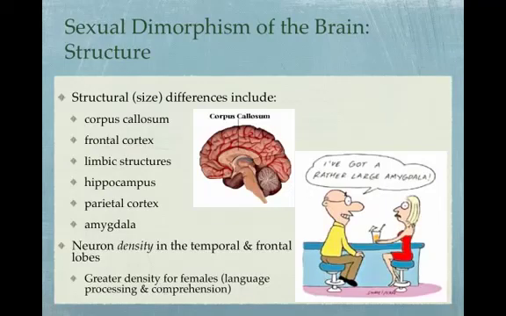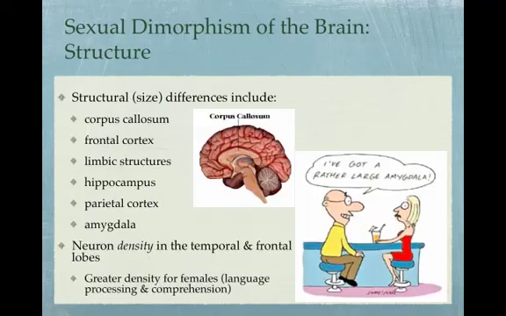Well, there have been lots of differences in structure or size that have been determined between males and females, and also some differences in neuron density and also in function. The ones that have received the most research attention are the corpus callosum, the frontal cortex, limbic structure, and the hippocampus. Those have been shown to be larger in females. The parietal cortex and the amygdala have been shown to be larger in males. And neuron density in the temporal and frontal lobes has been shown to be of greater density for females, which may explain why females tend to have an advantage in language processing.